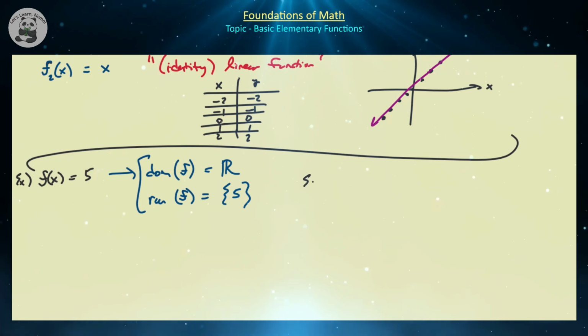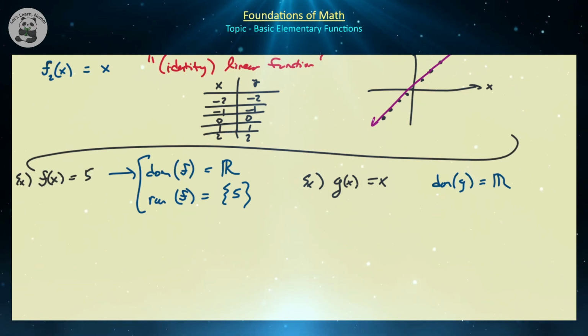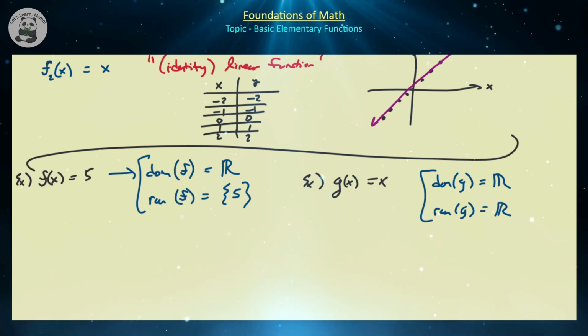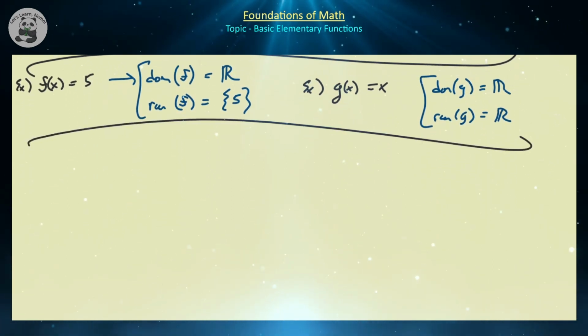And also, if we consider g of x is equal to x, our identity linear function, the domain can be chosen to be equal to the set of all real numbers. And since all of the x values are also the same as the y values, if we choose the domain to be equal to R, the range of that identity function will also be equal to the set of real numbers as well.